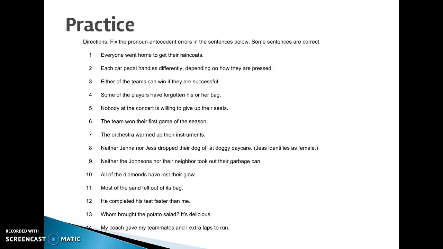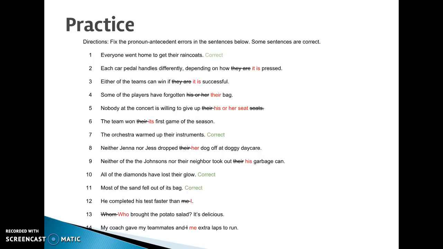All right, that is the end of all of our funky pronoun rules. So let's see if we can put them all into practice. Pause the screencast, do your best to correct any pronoun antecedent errors in the list below, and then play the screencast to see how you did. Just to note that some sentences might be correct.